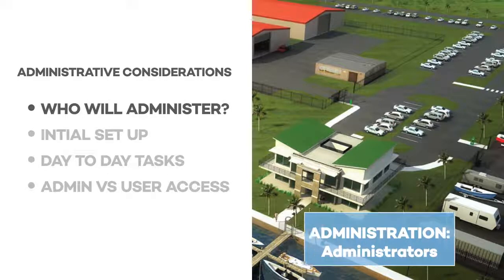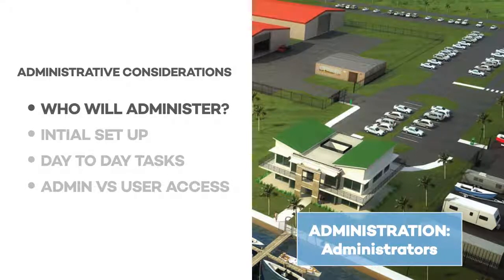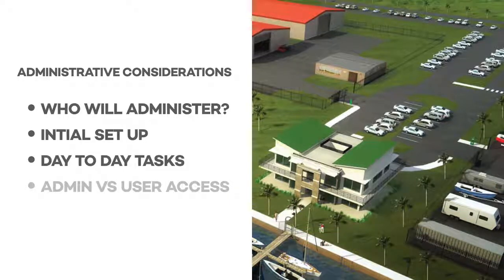Next, determine who needs to be hands-on with the administration of the system. Someone will have to do the initial setup. Will this be best handled by the dealer? The community manager? Who will handle the day-to-day administrative tasks? It's a good idea to have them participate in the initial setup so they'll be familiar with the system. You'll also need to decide who needs administrative level access versus user level access.